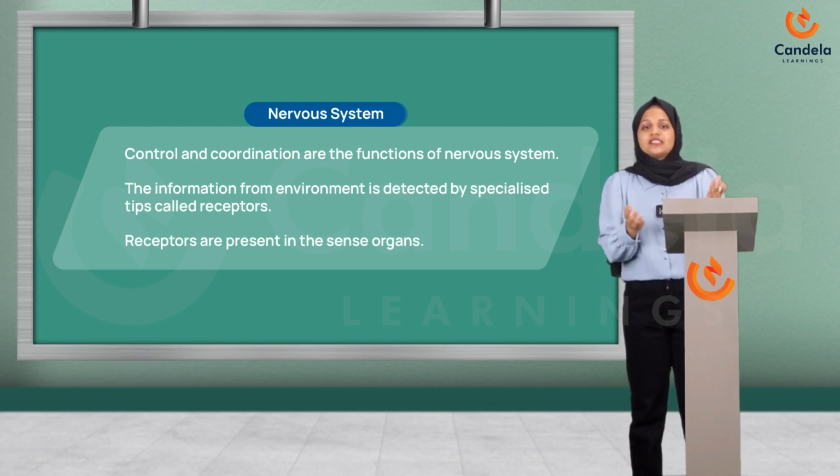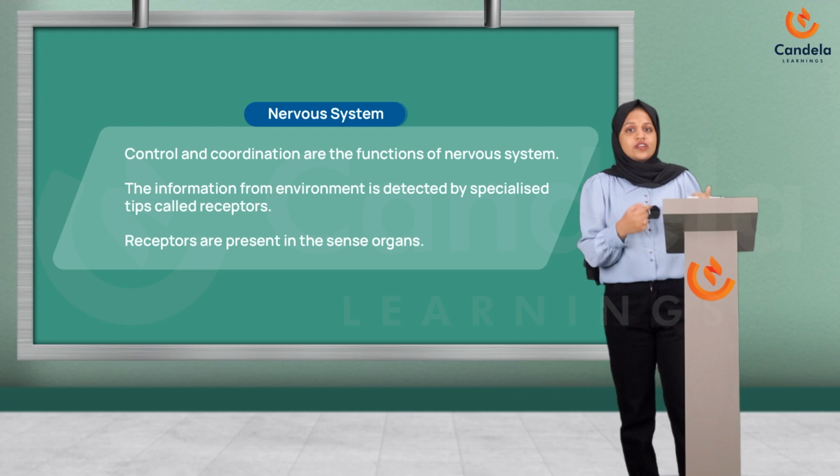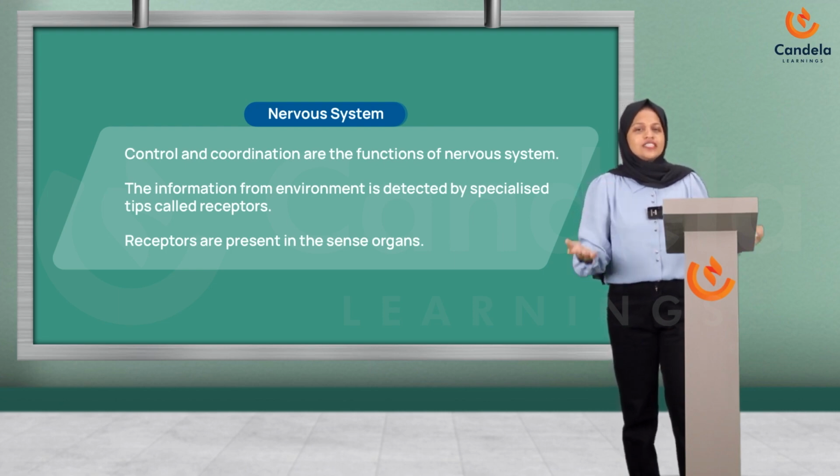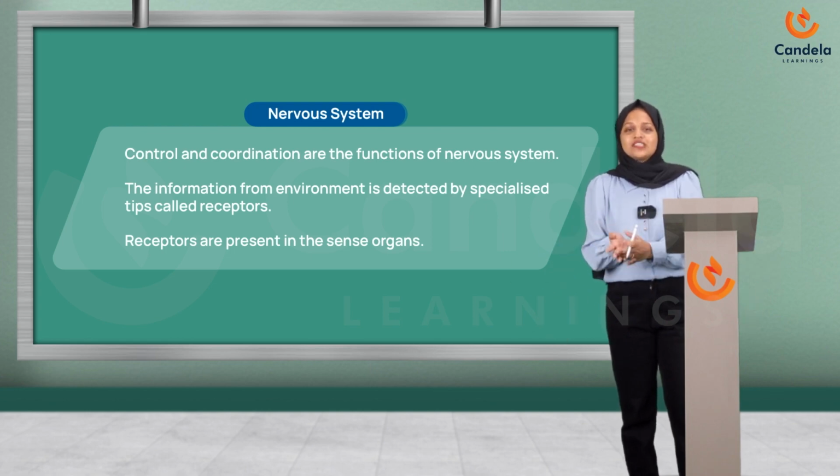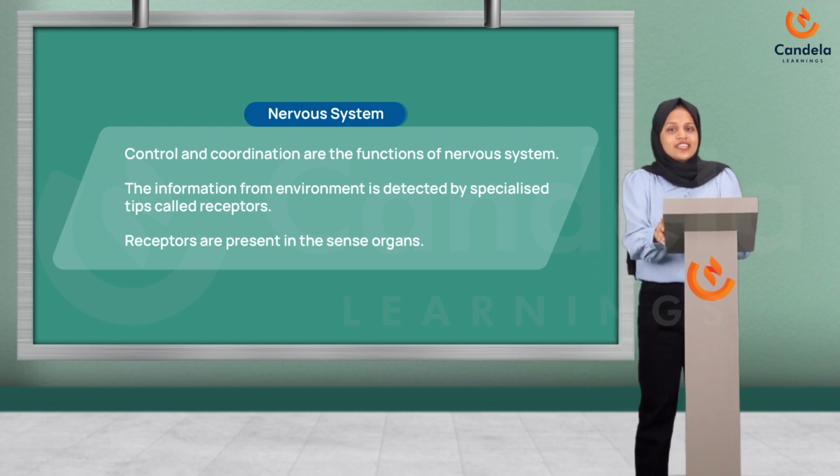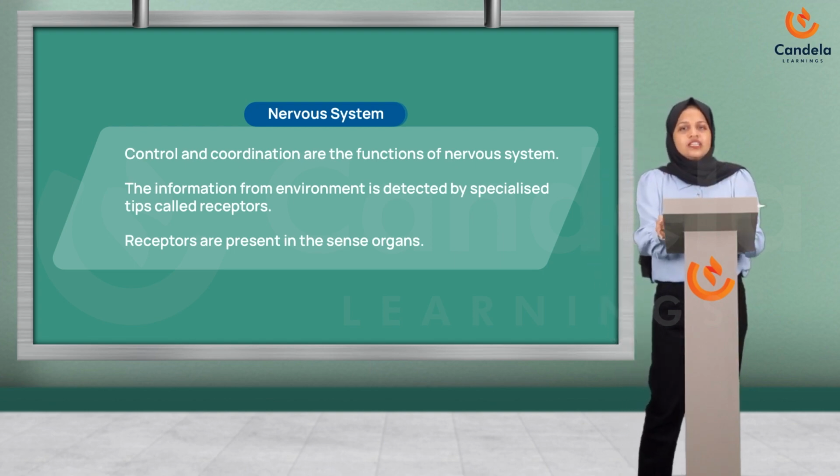These receptors are located in our sense organs. Now, just recall very fast what are the 5 sense organs a human body has. Yes, of course, we have the eyes, the nose, the tongue, the ear, and of course, the skin. It is within these sense organs that the receptors are present. Now, we'll see one by one what receptors are present in each sense organ.